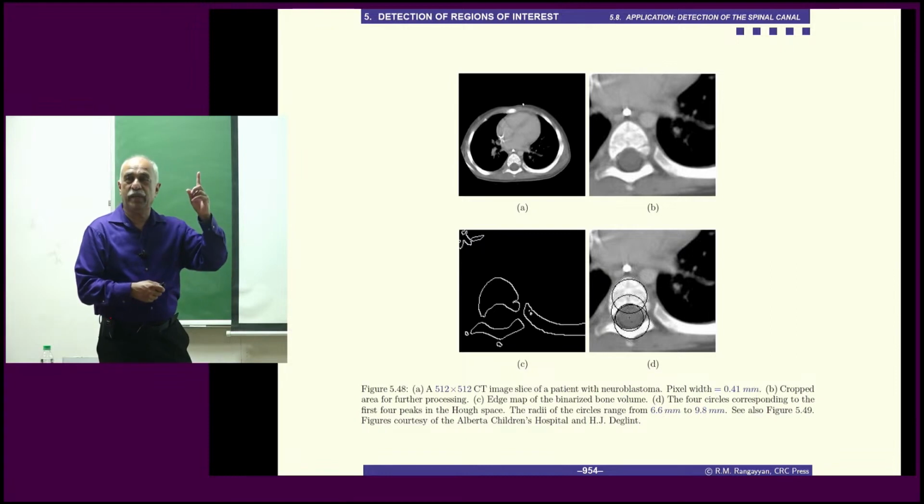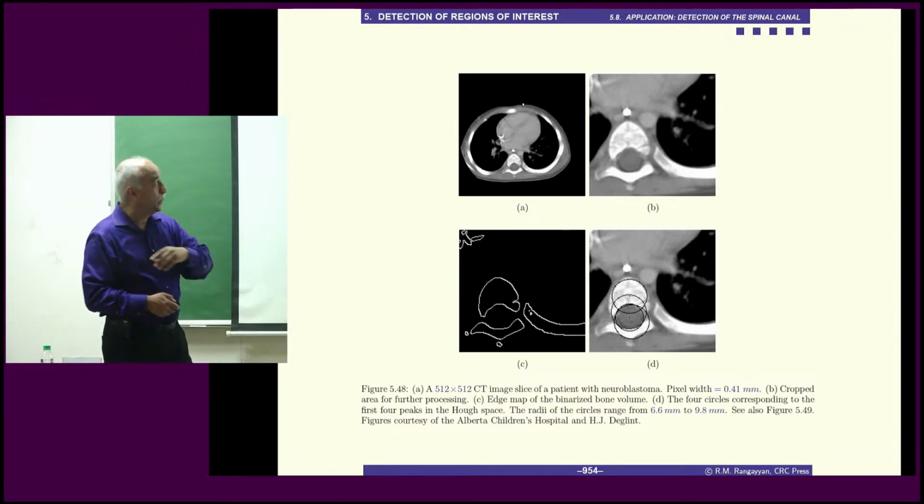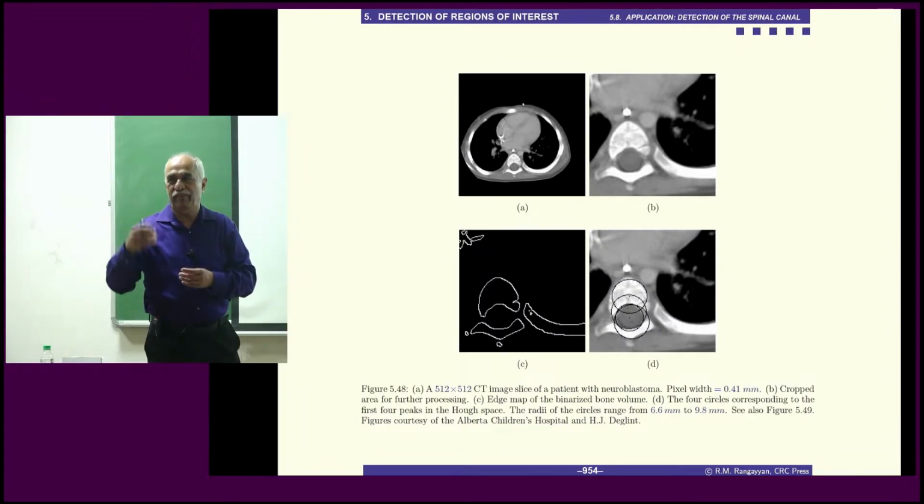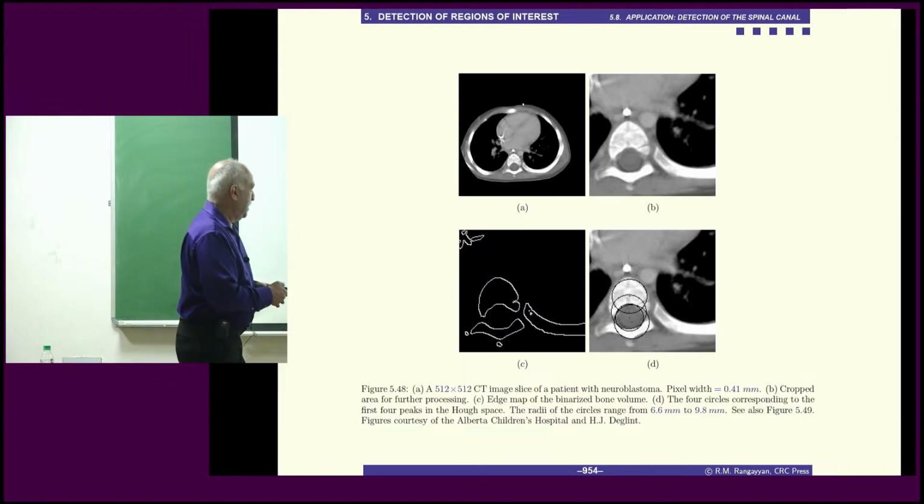So it's not the first peak. It could be the second or third peak. So find a number of those peaks, how many peaks you can find in the Hough space, or the top so many, 10, let's say. Here we have the 4 circles corresponding to the first 4 peaks drawn. You see one of the circles is fitting that.